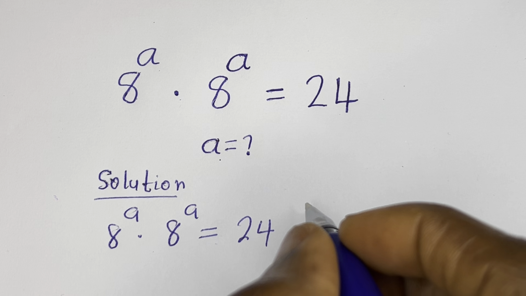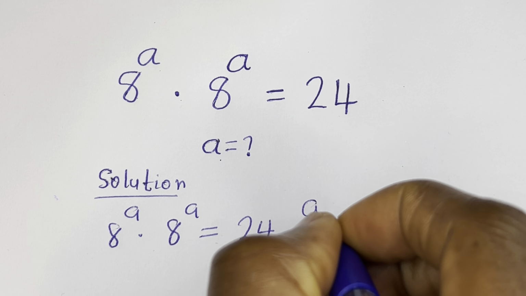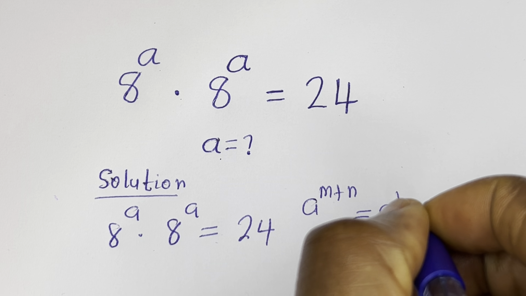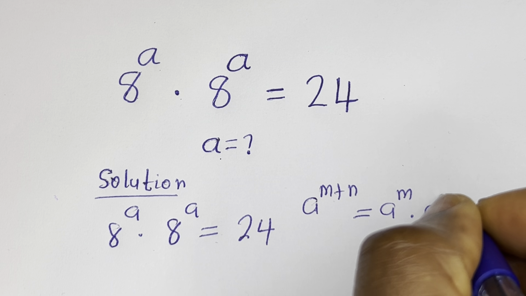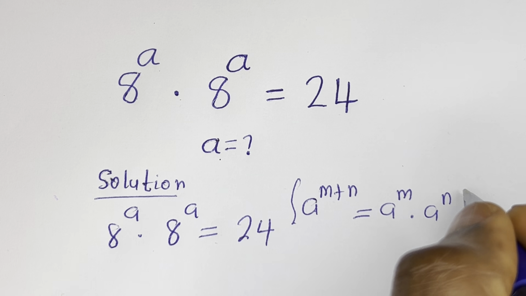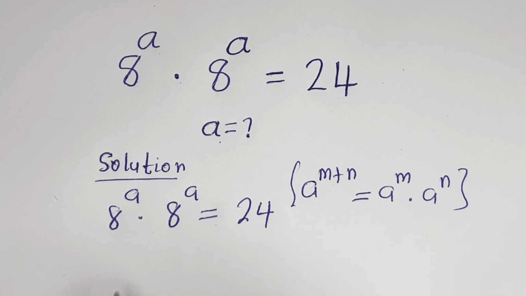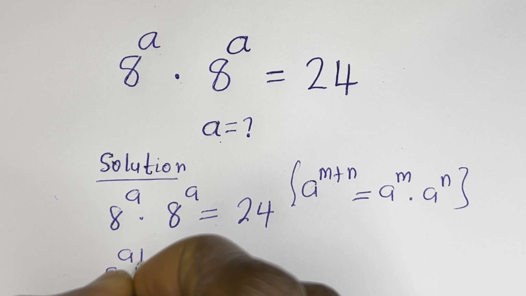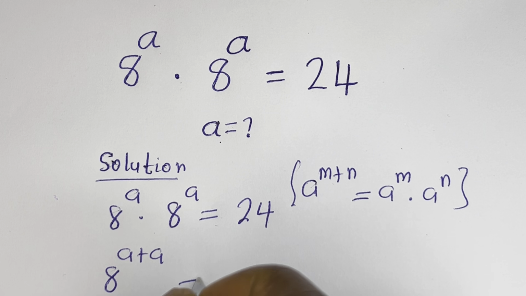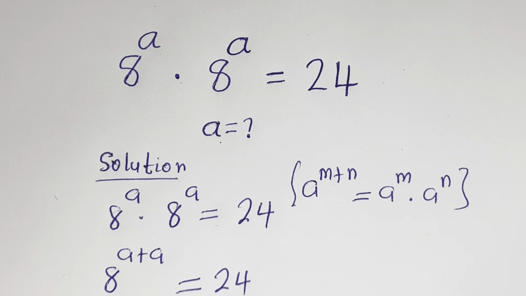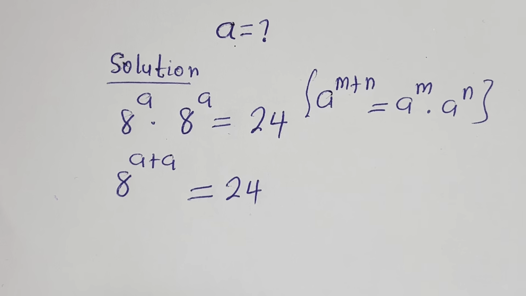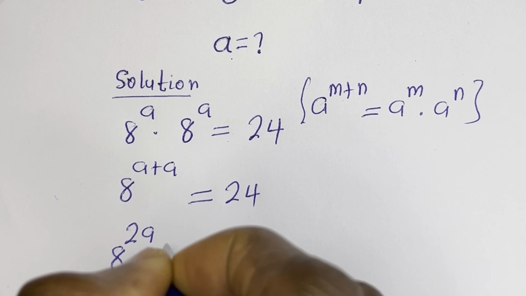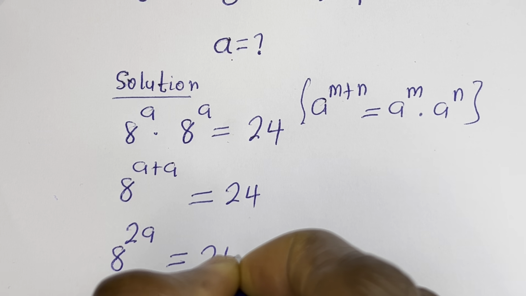Take note of this, that if you have a to the power of m plus n, this is equal to a to the power of m multiplied by a to the power of n. Then this can be written as 8 to the power of a plus a is equal to 24. Then this is 8 to the power of 2a is equal to 24.